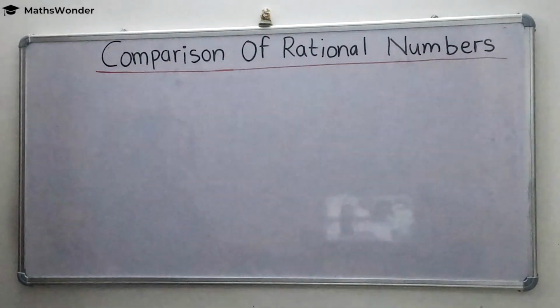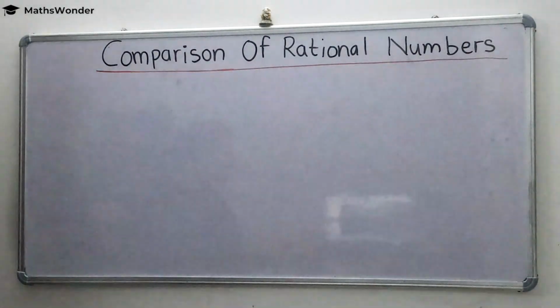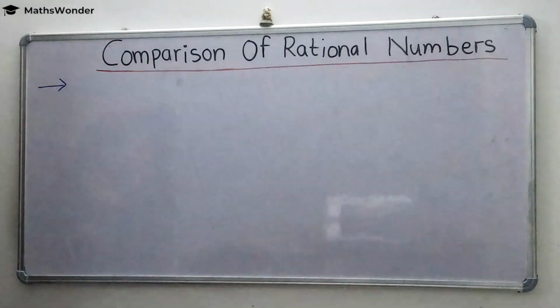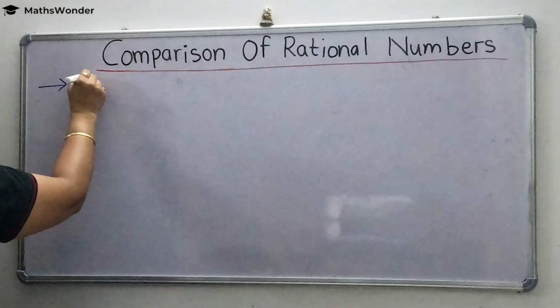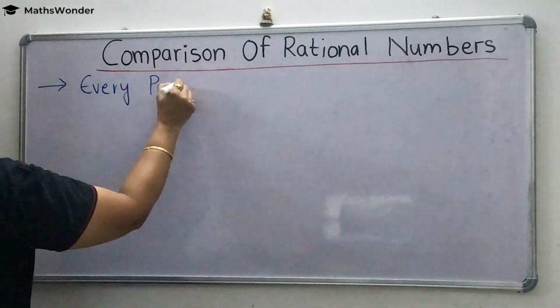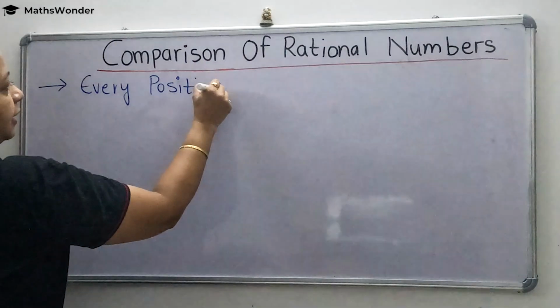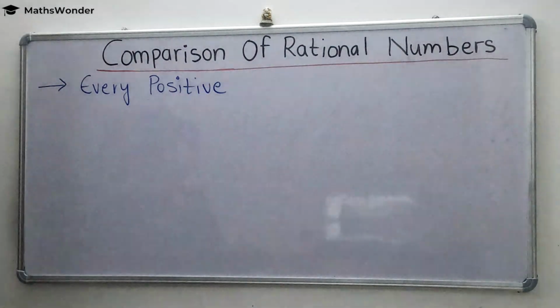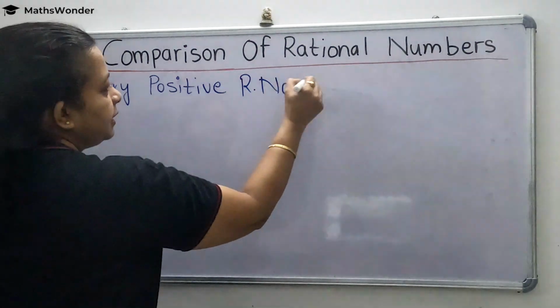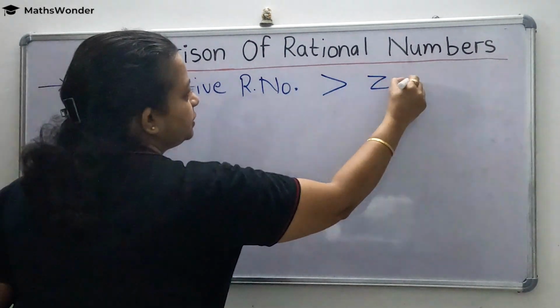So today's topic is comparison of rational numbers. The first property is every positive rational number is greater than 0.